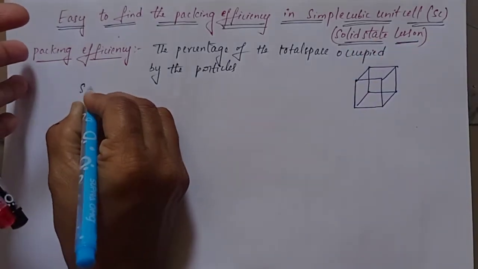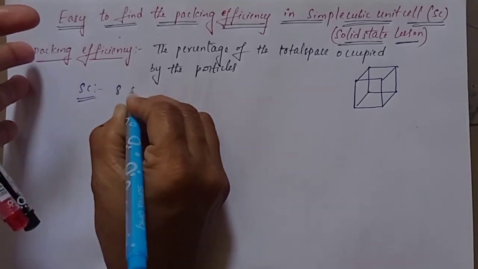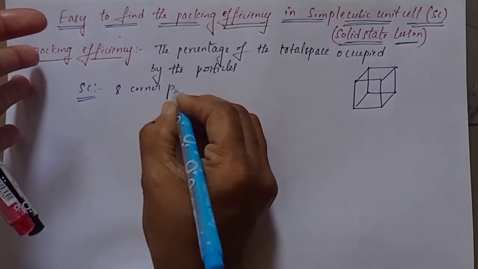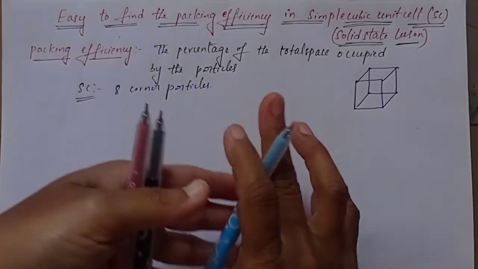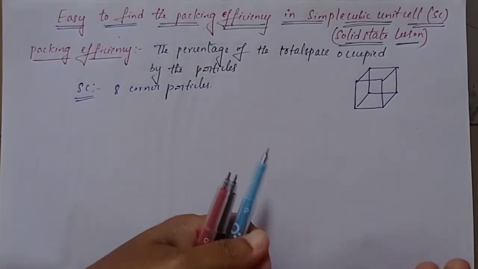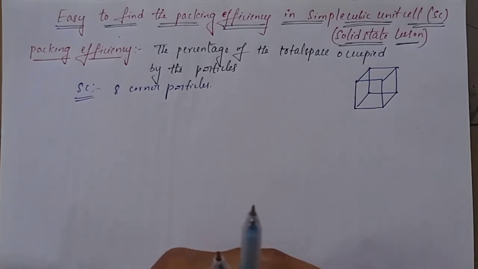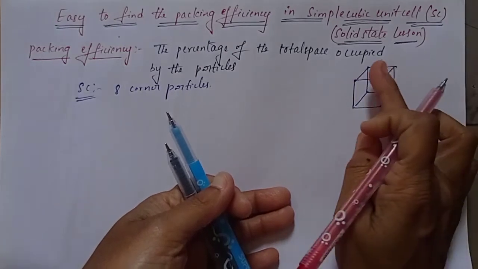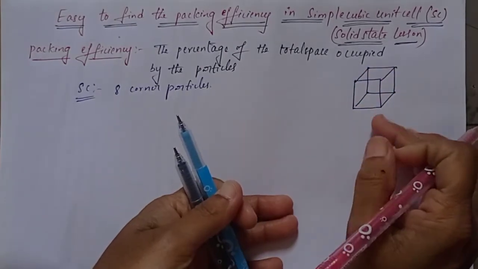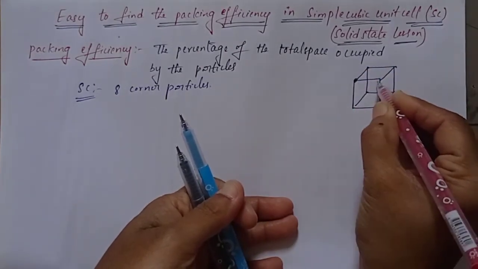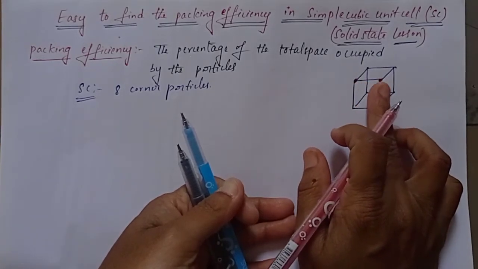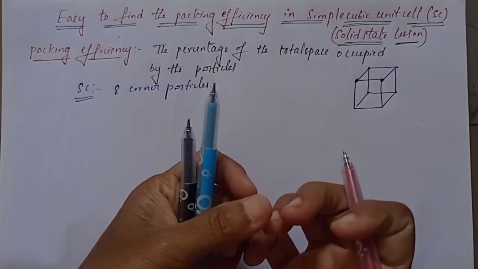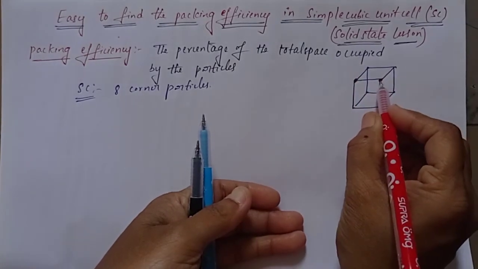SC means only eight corner particles will be there. It does not contain any body center or face center particles. Only eight corner particles, 1 2 3 4 5 6 7 8. Here I am taking two particles, this one and this one. These two particles touch one another, next to each other. So that's why I am taking these two particles, students.